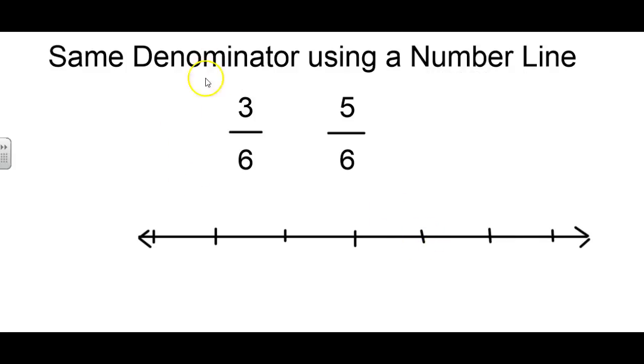Don't forget that you definitely have to label 0 and 1 whole, since we're just working with 1 whole because these fractions are not more than 1 whole. So what I want you to do on your number line is find where 3/6 is, and find where 5/6 is, and write those two fractions on the number line and then push play once you have that done.